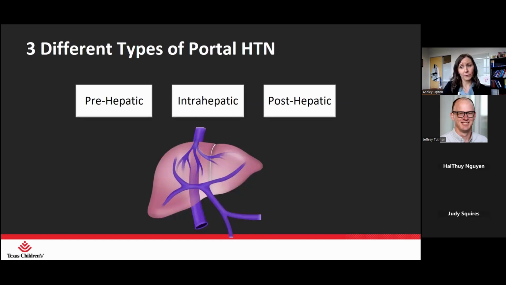So now we've probably all heard of portal hypertension at some point, but did you know that there are 3 different types of portal hypertension? Today, we're going to cover them all. So the 3 types are prehepatic, intrahepatic, and posthepatic portal hypertension.